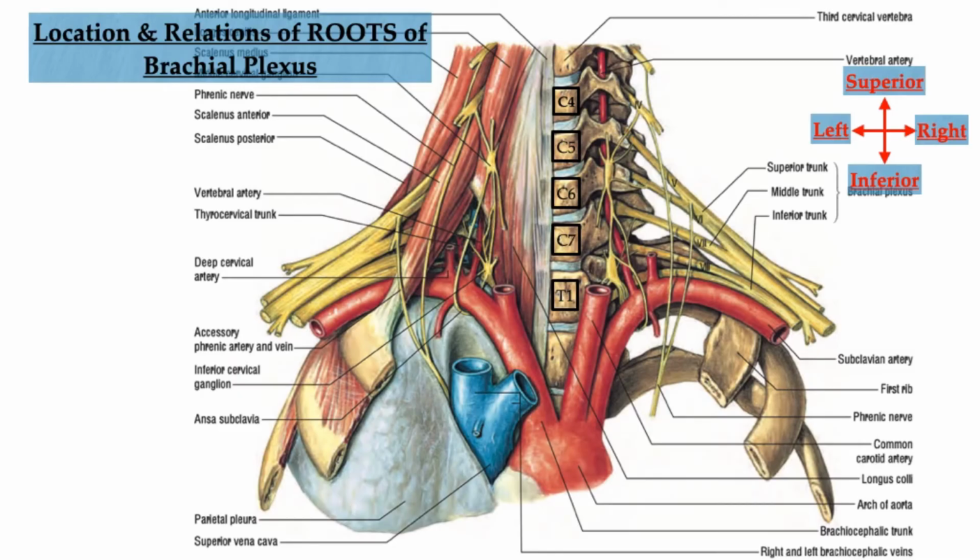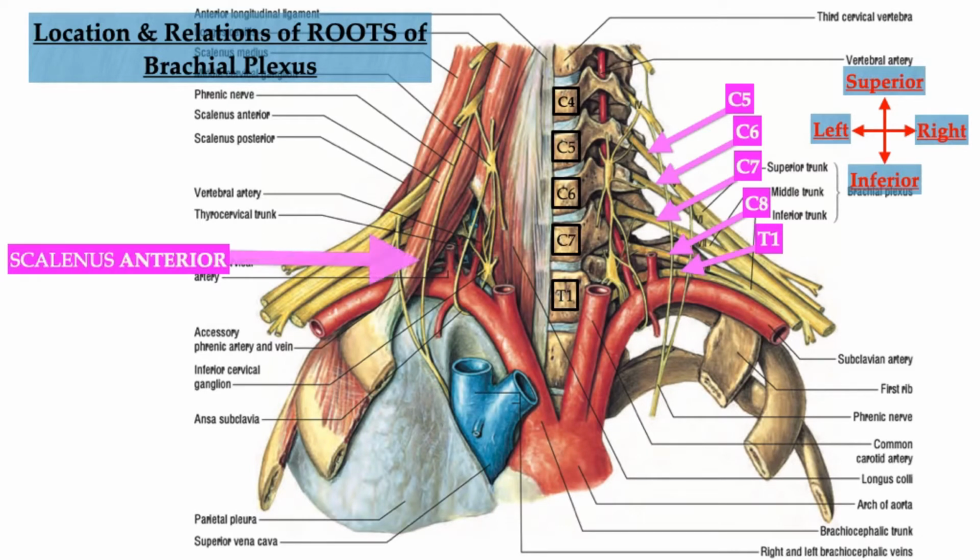Now let us try to understand the location and relations of the roots of the brachial plexus. In the illustration on the screen, you can see the roots of the brachial plexus on the right side of the illustration. So these are the roots. This is the C5, C6, C7, C8 and T1 root. Now let us see the same roots on the other side of the illustration, that is on the left side. On the left side, you can see two muscles here. This is scalenus anterior muscle and this is scalenus medius muscle.